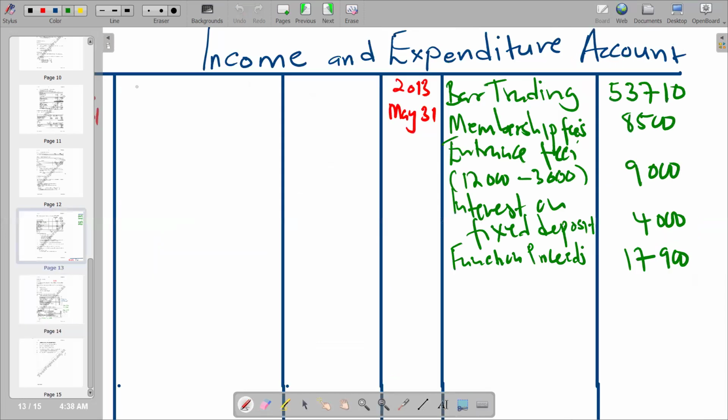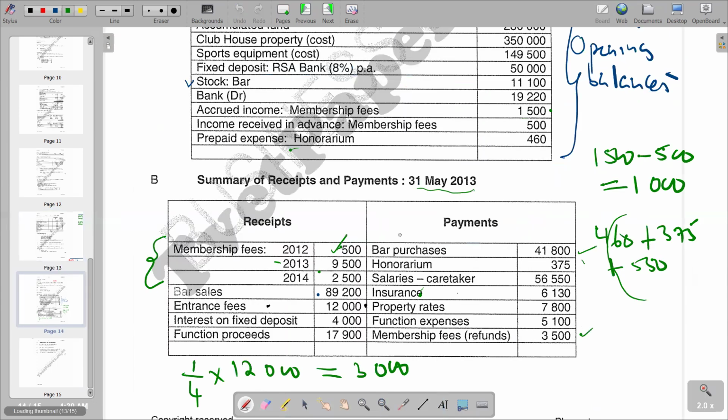On the debit side, we've got Honoraria, whereby in brackets we have shown the working, whereby we say 160 plus 375 plus 550. And then the total that you're supposed to get is 1,385. So this is what we have. We go to the next item after this.